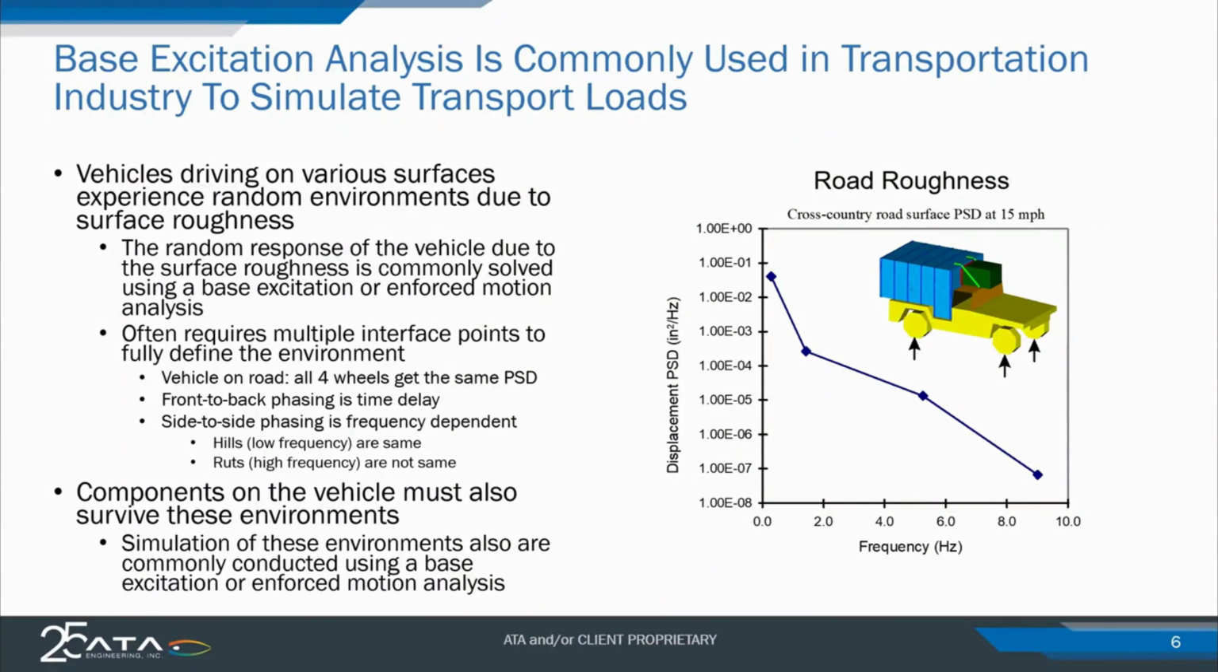And then potentially there is some sort of correlation between the wheels as the front wheels go over the disturbance first, and the back two wheels are going to go over that in some amount of time delay. Components on these types of vehicles also need to survive these sorts of environments, and so base excitation is applicable to these types of problems as well.